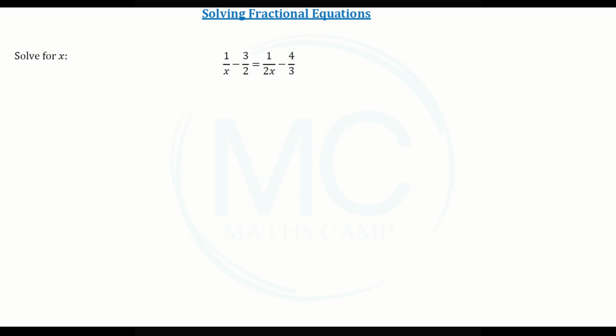Let's do another one. Here we have 1 over x minus 3 over 2 is equal to 1 over 2x minus 4 over 3. X is in the denominator, so it will be in our lowest common denominator. 2 multiplied by 3 is 6. So we see our lowest common denominator is 6x.